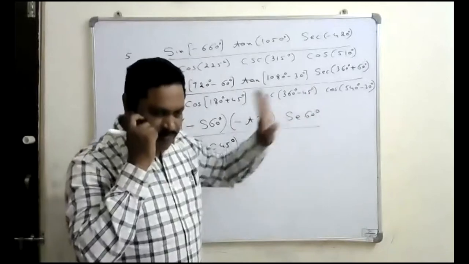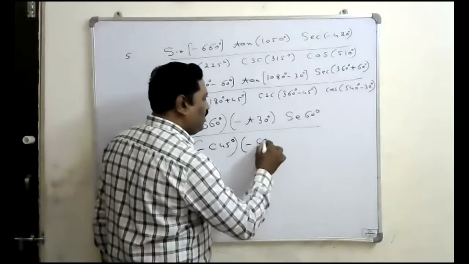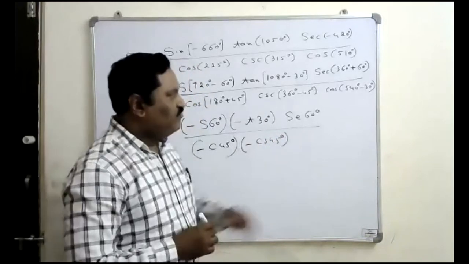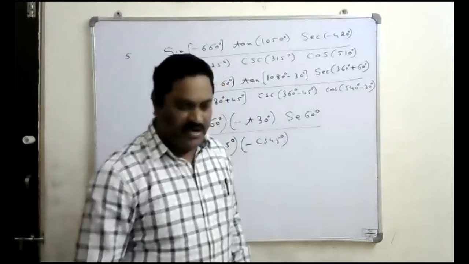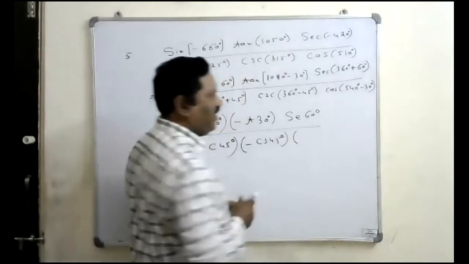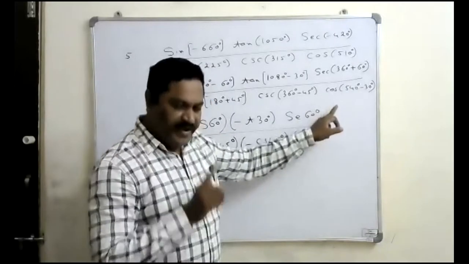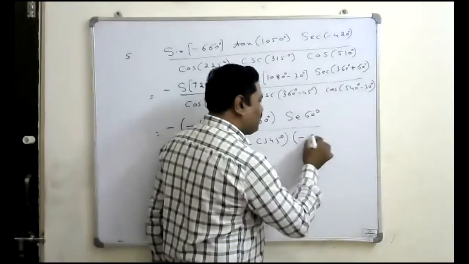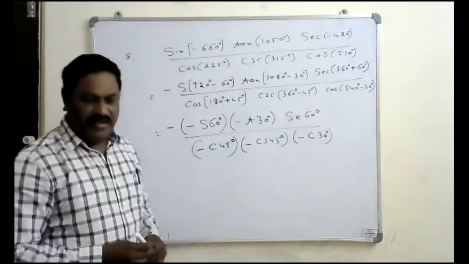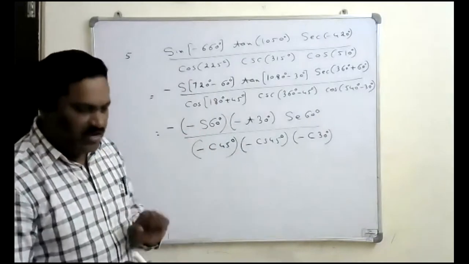Into 360 minus, this is the angle of the fourth quadrant. Cosecant is negative, so you'll get minus cosecant 45 degree. 540 minus, which quadrant? Second quadrant. In the second quadrant, cos is negative. That means you'll get minus cos 30 degree. So like that, all the angles we will bring in terms of the acute angle.